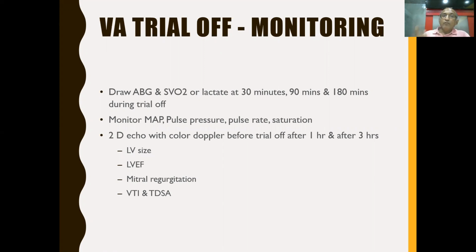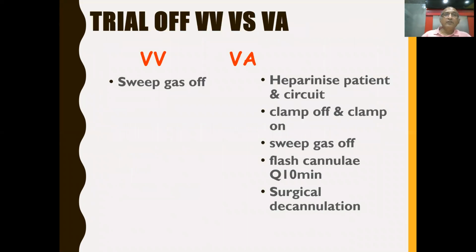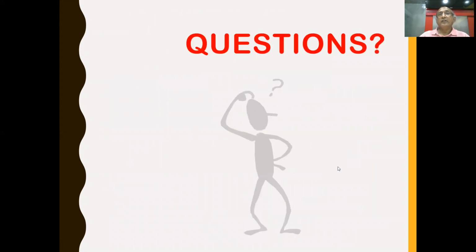And as I told you, if you find that the echo parameters are worsening, then you have to stop the trial off. You have to go back on full ECMO support and wait 24 to 48 hours before giving another trial off. So in the last slide, the trial off for VV versus VA ECMO. In VV ECMO, you have to switch off the sweep gas, but in VA ECMO, you have to isolate the patient from the circuit, clamp off and clamp on, switch off the sweep gas, flush the cannula, and you have to go for surgical decannulation.